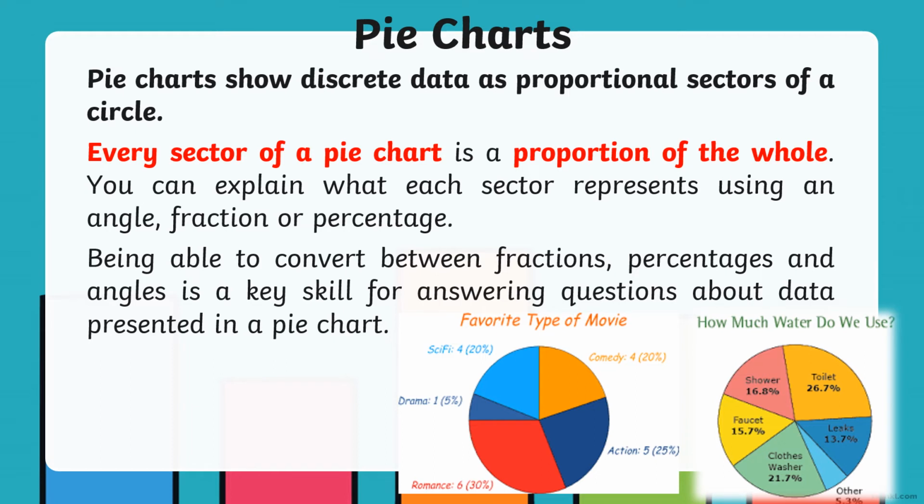Every sector of a pie chart is a proportion of the whole. So you can explain what each sector represents using an angle, fraction, or percentage, depending upon the given data values. Being able to convert between fractions, percentages, and angles is a skill for answering questions about data presented in a pie chart. I will explain later on how to make the precise or accurate angle measurement in each of the pie.